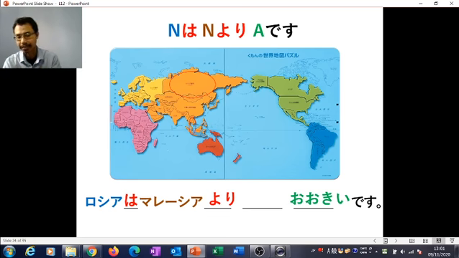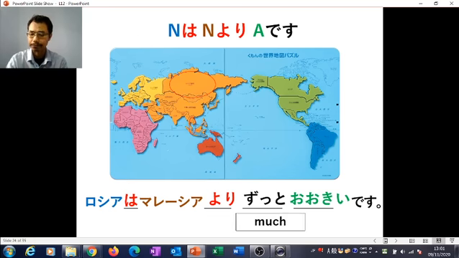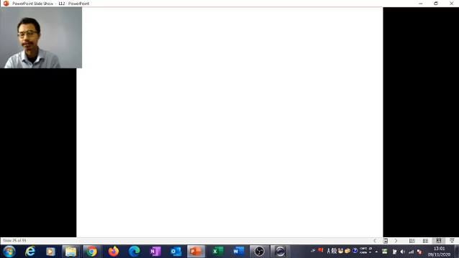We discussed this kind of sentence three times, but now you want to say much more. In order to say much more, you can say, for example, the big difference between Malaysia and Russia. So you can use another word before the adjective. You can say zutto ookii desu, much bigger. Alright, so this is about the third grammar.